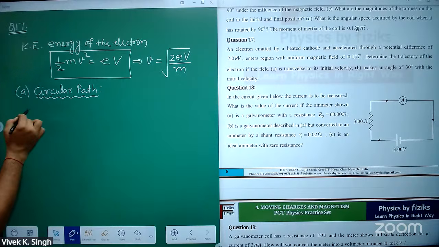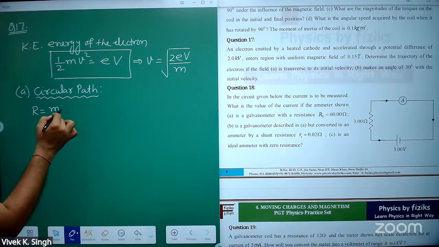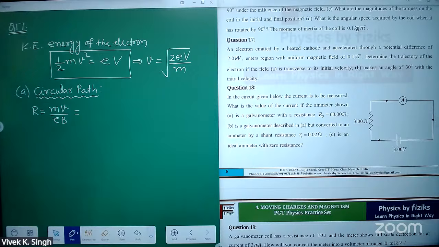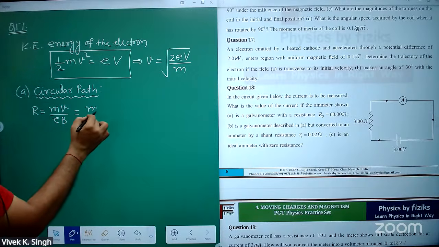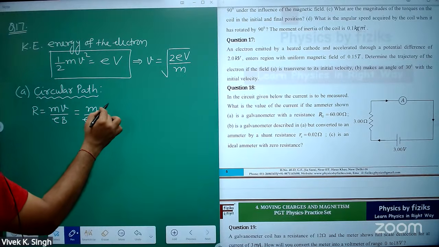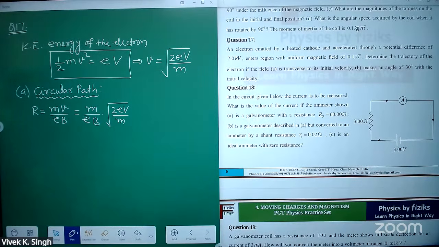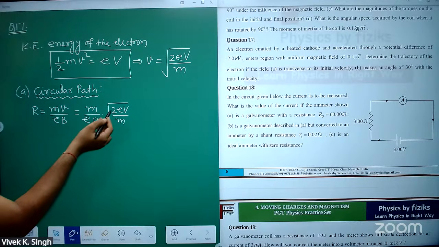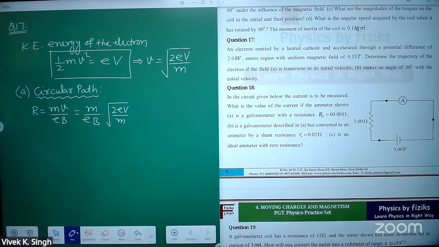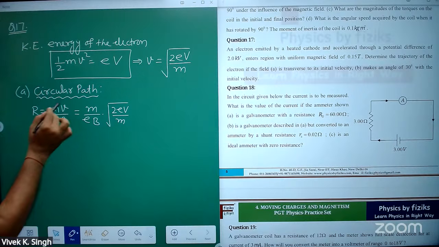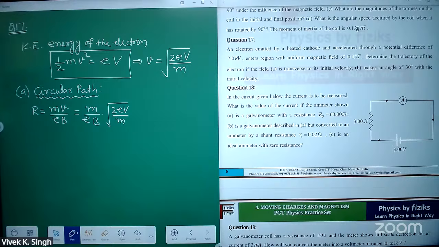And what will be the radius of the circle? This is mv by eB. And then m by eB, v is given by under root 2eV by m. So just substitute these values and then you will get the radius of the circular path. In this case, the trajectory will be a circle and its radius is given by this value. Clear?